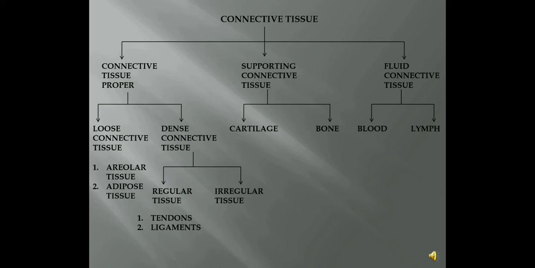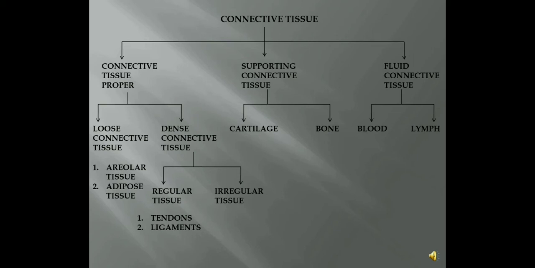Then dense connective tissue is also divided into two parts, that is regular dense connective tissue and irregular dense connective tissue. Regular dense connective tissue is again divided into two parts, that is tendons and ligaments. Then coming towards supporting connective tissue or skeletal connective tissue, you'll find it is also divided into two parts, that is cartilage and bone. Then third one, that is fluid connective tissue, is also divided into two parts, that is blood and lymph.